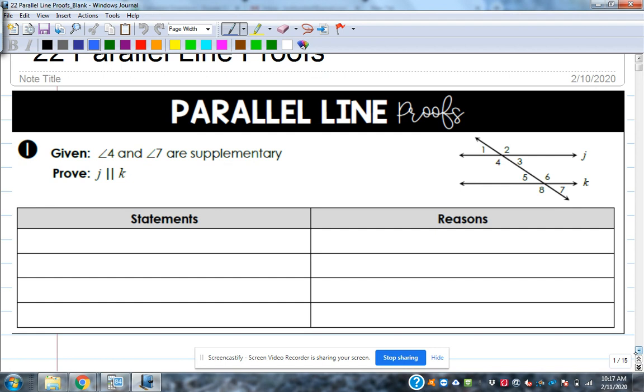So in this particular proof for number one there, they give us that 4 and 7 are supplementary. So the first line should be that. Angle 4 and angle 7 are supplementary. Because it was given to us. Okay. 4 and 7 are supplementary. What else do we know?